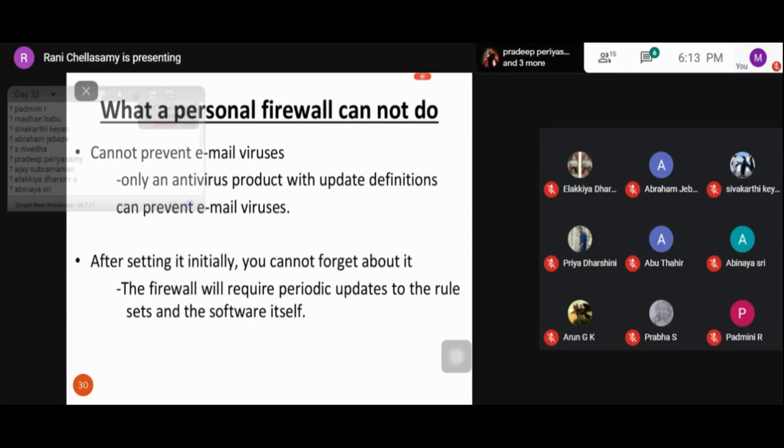And after setting it initially, you cannot forget about it. Okay. So the firewall will require periodic updates to the rule sets. Whatever rules are predefined in the firewall have to be updated regularly. And the firewall software also needs to be updated regularly. So the thing to be noted is that the rules need to be updated and the software also needs to be updated.